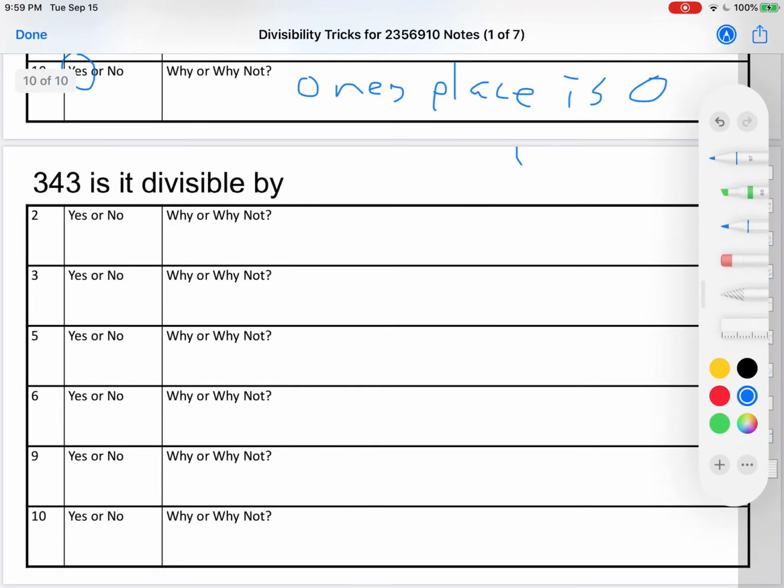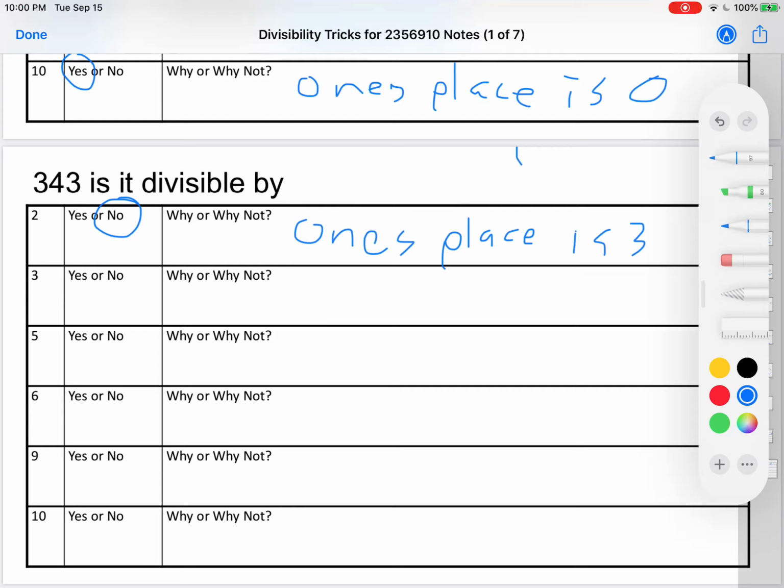Here, let's try one more. 343. Is it divisible by 2? Well, the ones place is 3. Is that one of the choices? No. So we say no. And the reason that you give is the ones place is 3.